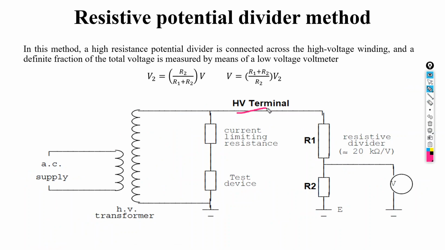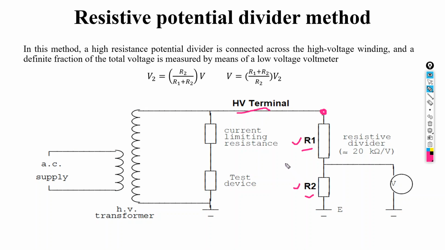So this is a high voltage terminal. At this high voltage terminal we have to carry out the measurement, so for that we have taken the resistive potential divider circuit. In this, two resistances are connected. The upper one is R1 and the lower one is R2, and across the resistance R2 a voltmeter is connected. The value of resistance R1 is very high as compared to the value of resistance R2.